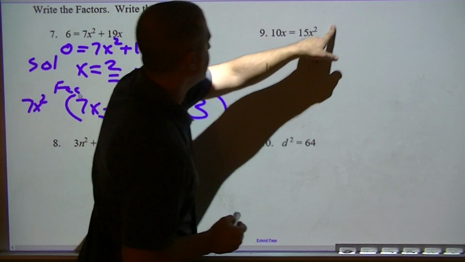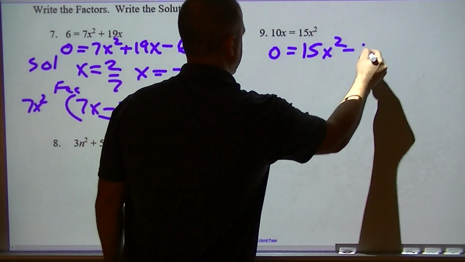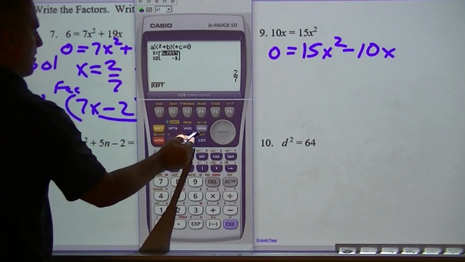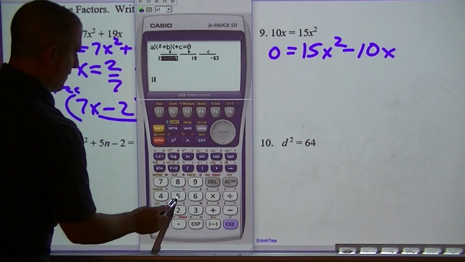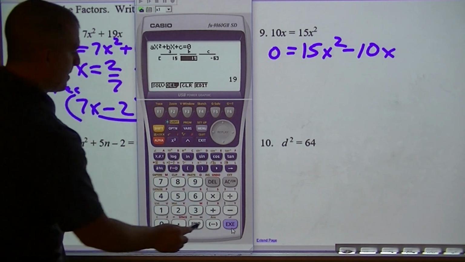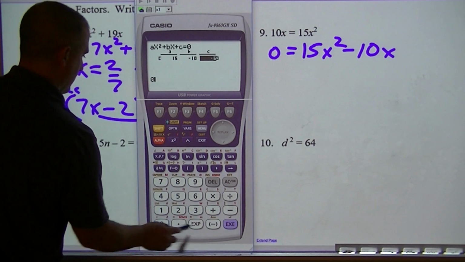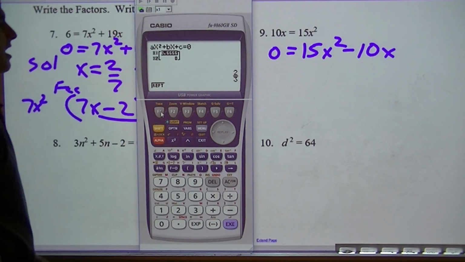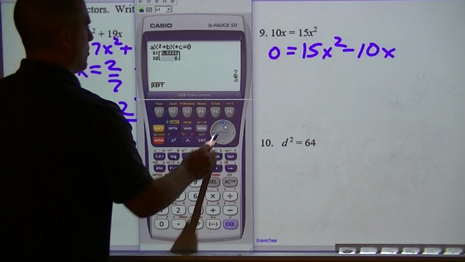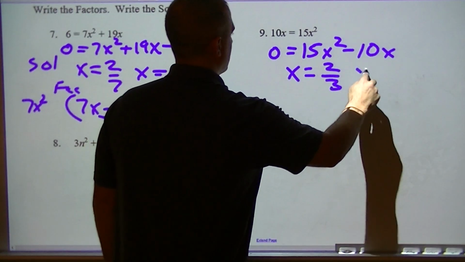For this one, I want to move the 10x back over. So I got 15x squared minus 10x. Okay? So when I go into equa there, I've got to be careful, because that's going to be 15, that's going to be 15. This is going to be -10 because that is the number in front of x. -10 and 0. So solve. I got 2/3 and I've got 0. So I'm going to write x equals 2/3, x equals 0.